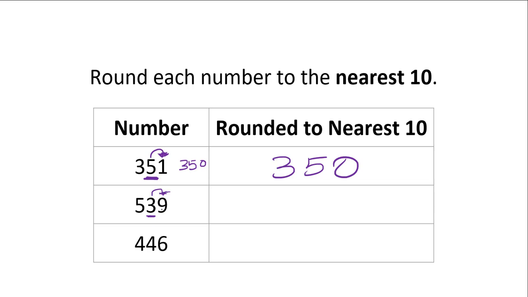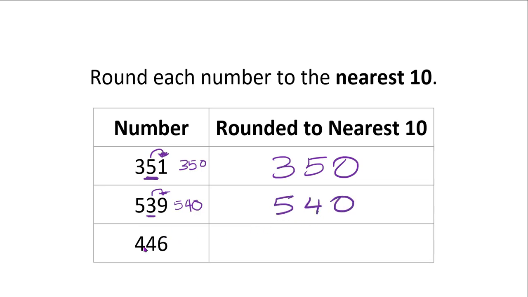It's 9. So 5 will remain the same in the hundreds place. The 3 goes up by 1. It increases by 1, which now becomes a 4. Everything after the underlined digit becomes a 0. I hope you're... Oops, did I write a 3? Did I make a mistake? No. Erase that. Good thing we have electronic erasers here. So 540 is my answer.